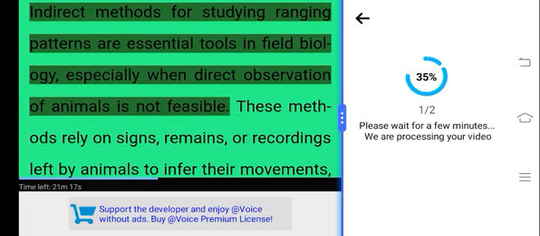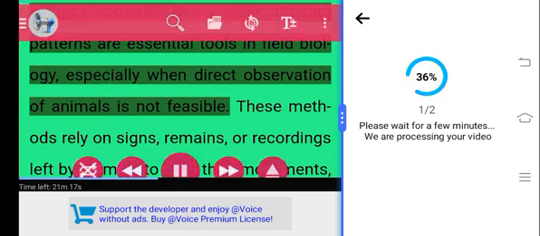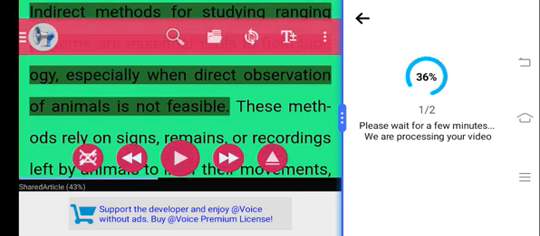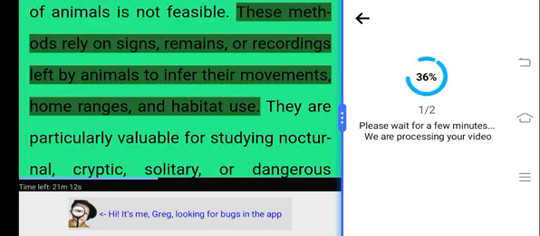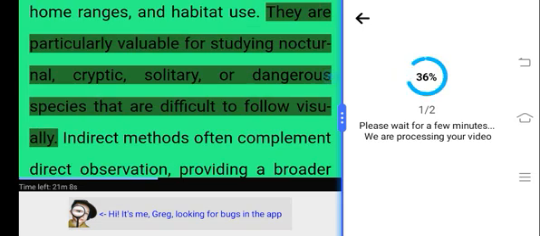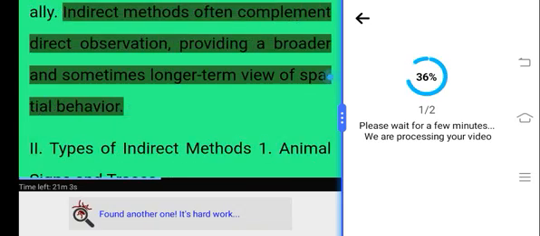Indirect methods for studying ranging patterns are essential tools in field biology, especially when direct observation of animals is not feasible. These methods rely on signs, remains, or recordings left by animals to infer their movements, home ranges, and habitat use. They are particularly valuable for studying nocturnal, cryptic, solitary, or dangerous species that are difficult to follow visually. Indirect methods often complement direct observation, providing a broader and sometimes longer-term view of spatial behavior.